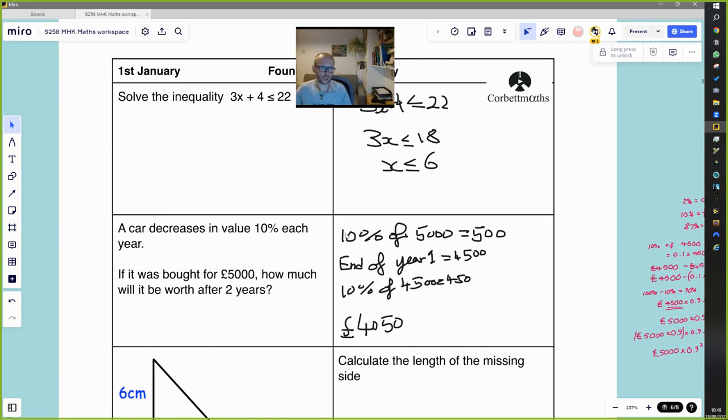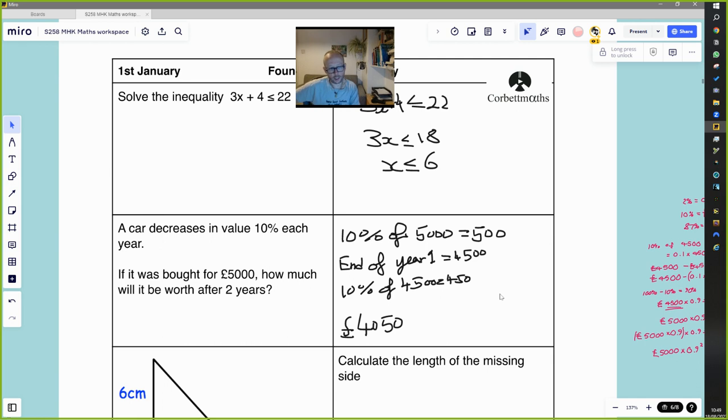So what we did the slow way is we worked out, well, what is 10% of 5,000? It's 500. So at the end of year one, it would drop to 4,500. Now be careful here, you nearly fell for this trap. You thought, well, at the end of year two, it's going to drop another 500 and go down to 4,000. But no, that's what they're looking for.